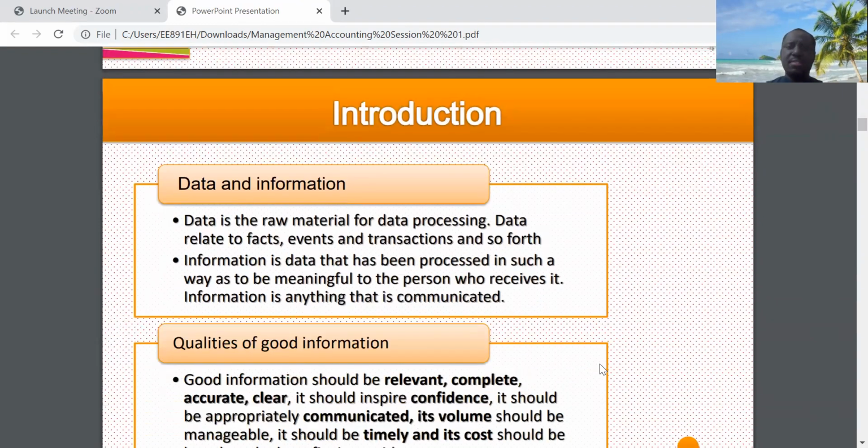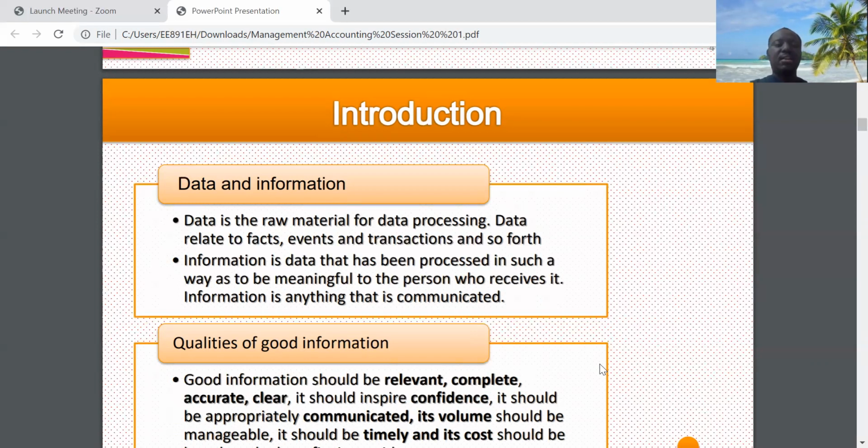One of the things that is critical when it comes to management accounting is having a solid basis. You will need to understand the premise for management accounting. And that's why it's important to treat data and information, the qualities of good information and all that, because it is critical to a good management accounting system in any organization. So please follow me as we go through the basics and the foundation.